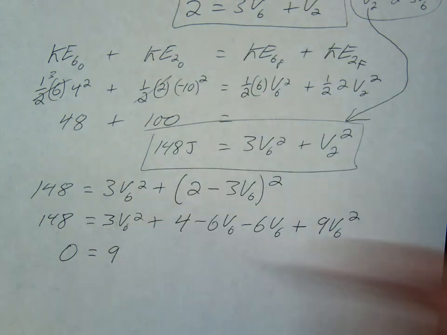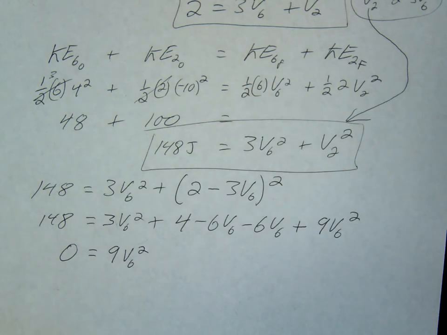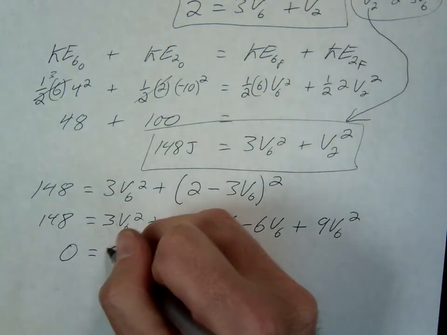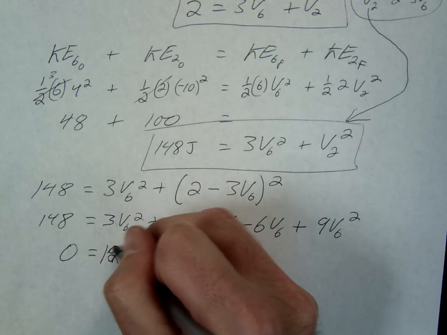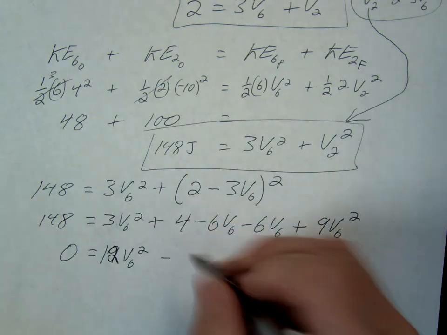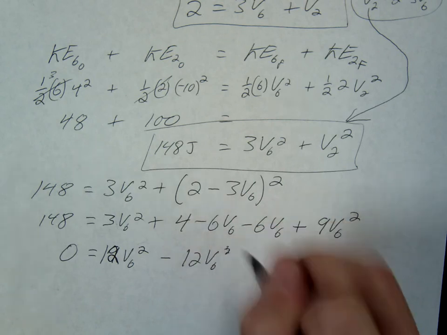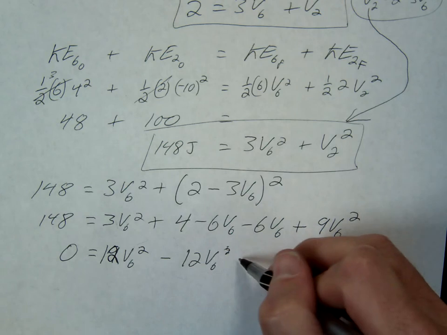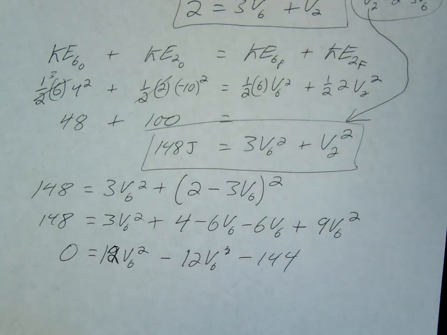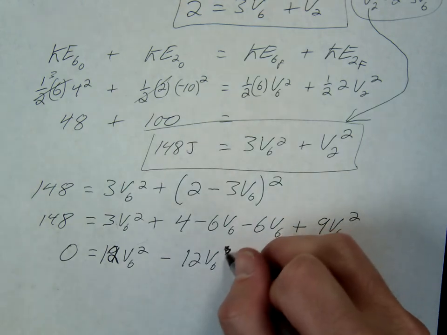So it's going to be 9v6... No, not 9. I messed up. What is that? 12. 12v6 squared minus 12v6, minus 144.